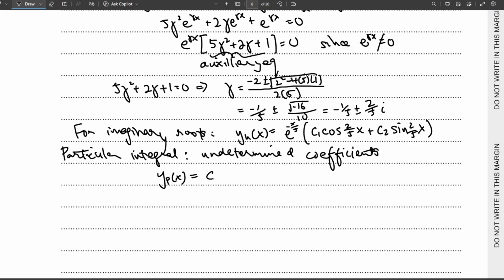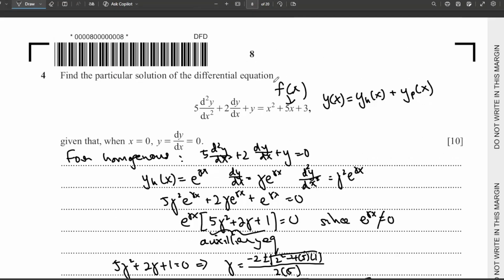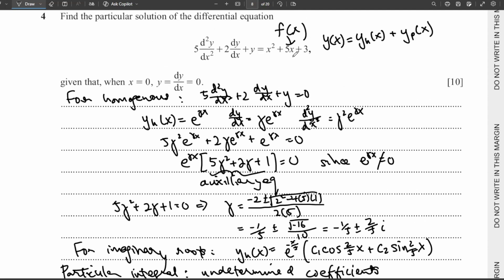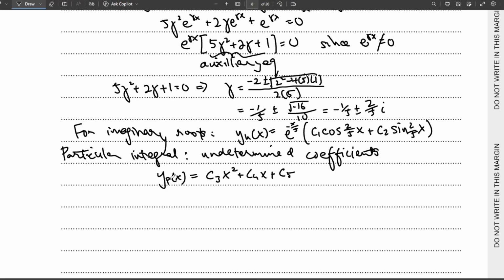Since we already used c1 and c2, we will use c3. The highest order here is x squared, so we also assume the highest order x squared: c3 x squared plus c4 x plus c5. It is just a polynomial we assume to be a solution to this differential equation. If this function is an exponential function, you would assume it to be an exponential function. If it's a trig function, you would assume it to be a sum of sine and cosine. But in this case, it's a polynomial, so we assume it to be a polynomial of the same order with coefficients that we don't know.